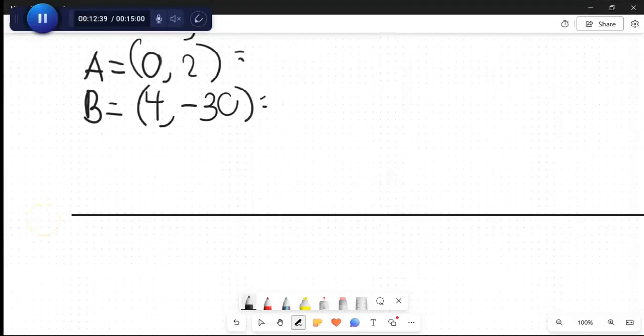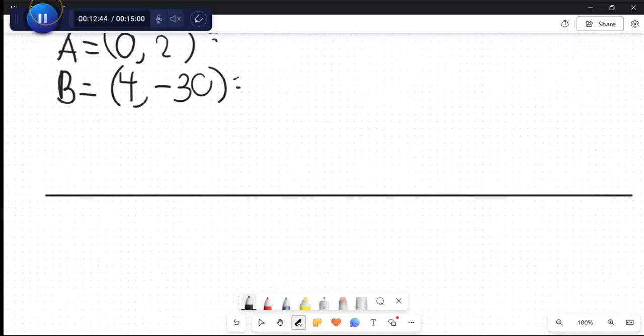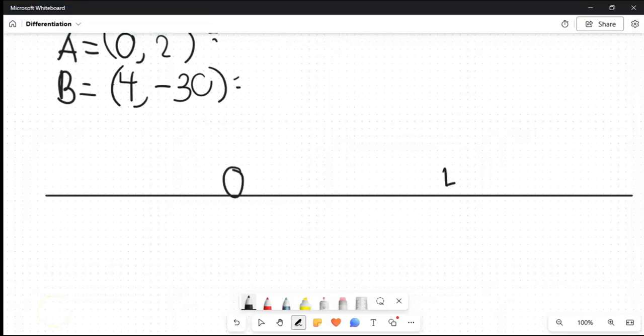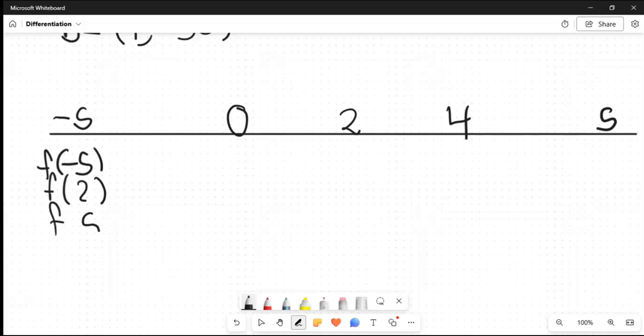So now let's classify the nature of these turning points. We write 0 and 4 on our number line first. Now we look for a number less than 0, which is negative 5. A number more than 0 is 2, and a number less than 4 is 2. The number greater than 4 is 5. So we substitute these three values into our differentiated function: negative 5, 2, and 5.